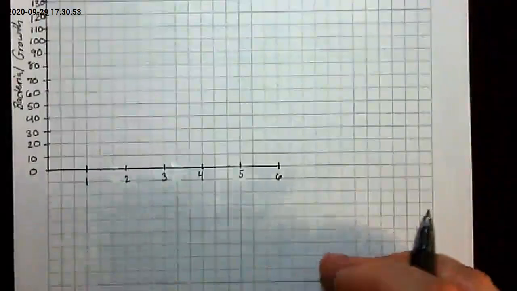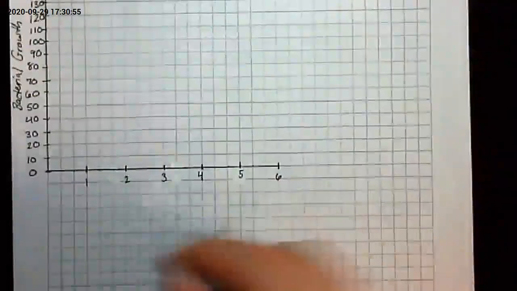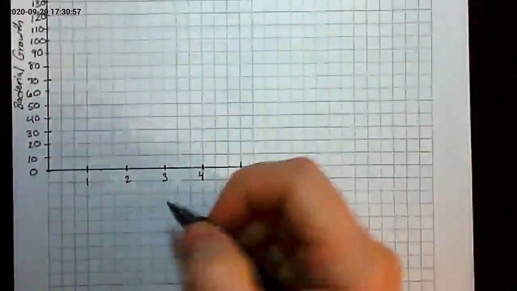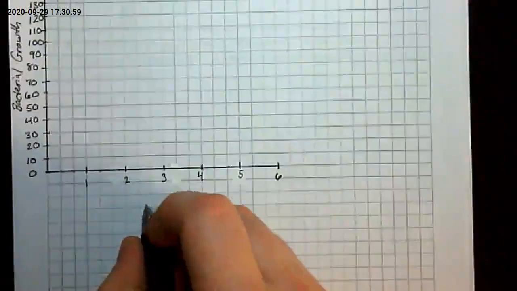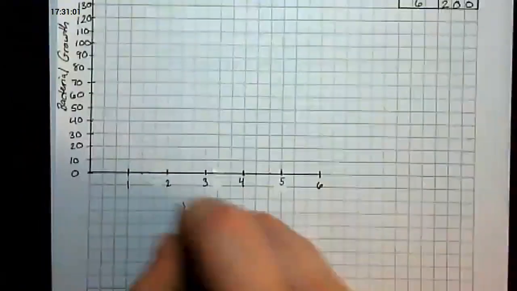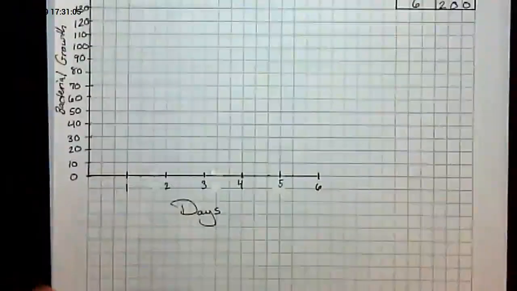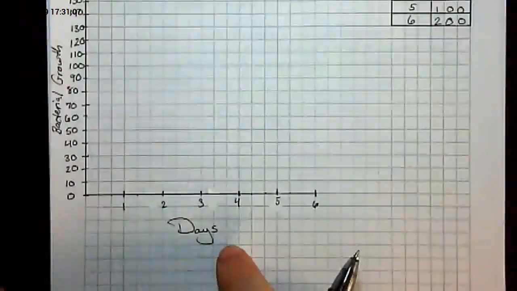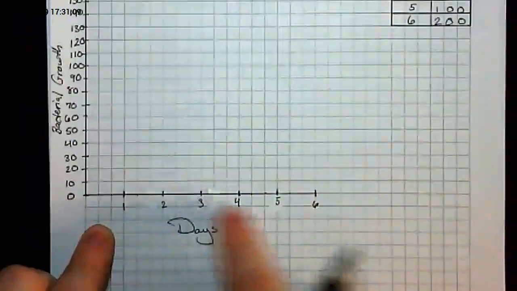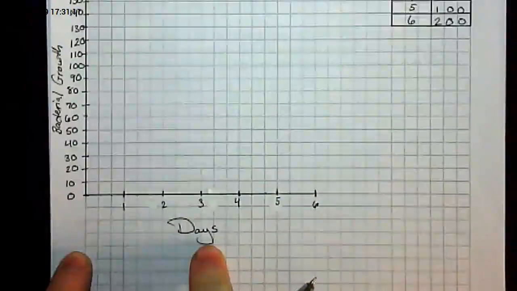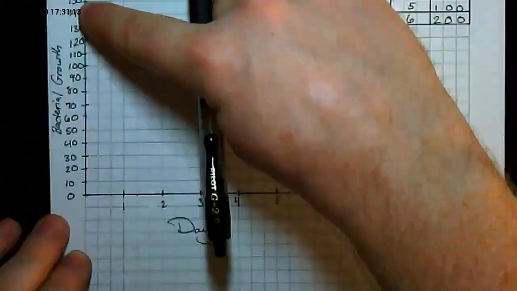And then before we start plotting, we need to put our label here, and our label is just going to be days. Easy enough, just days. So we've got our x-axis all done. We've got our values here. We've got our label. We've got our y-axis range, labels and values.